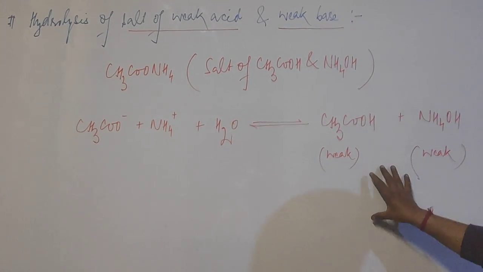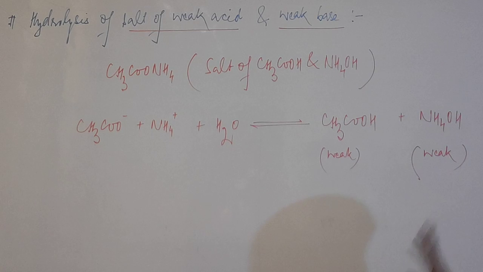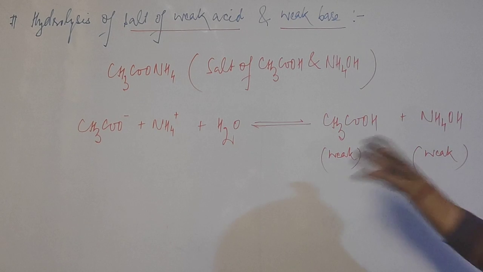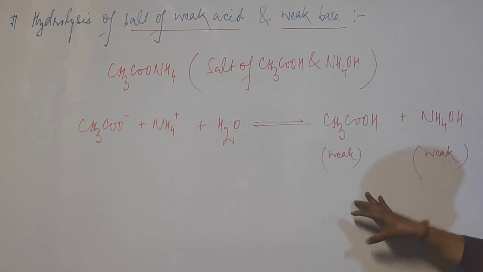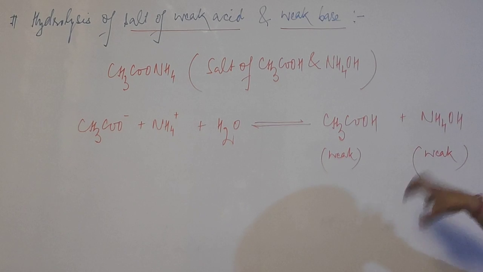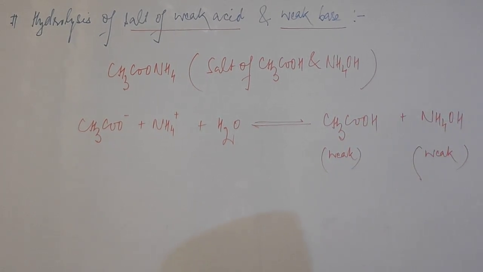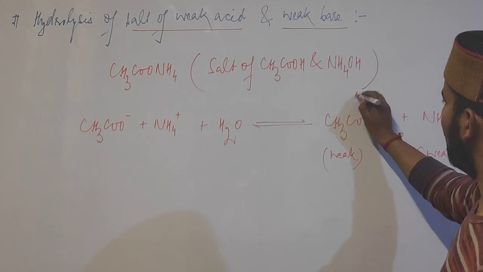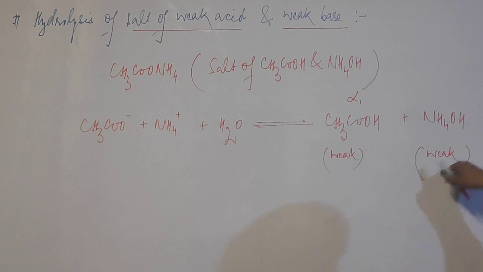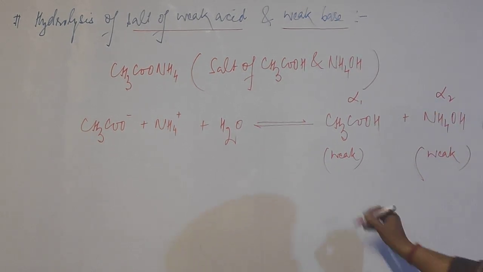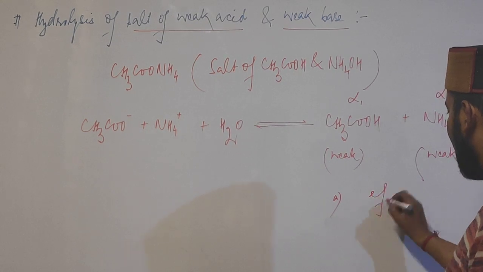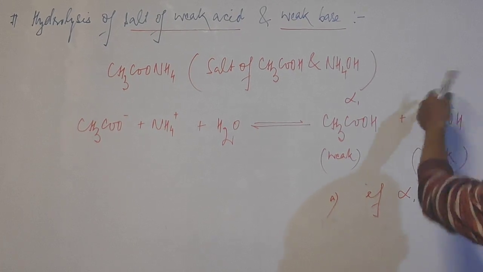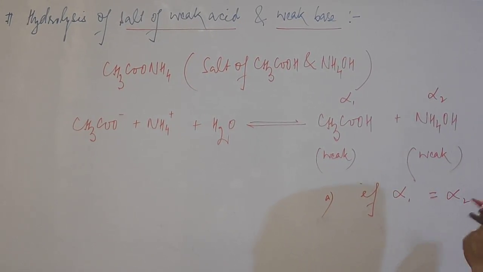So that is why I'm writing them in unionized form, because even if ionization happens, it would be very little. Now how to predict whether the resulting solution will be acidic or basic, because both are weak? Now students, it will depend upon their degree of dissociation. Say the degree of dissociation of weak acid, acetic acid, is alpha 1, and that of weak base is alpha 2. Now students, here we have three cases. Say if alpha 1, the degree of dissociation of acid, and alpha 2, the degree of dissociation of base, are equal.